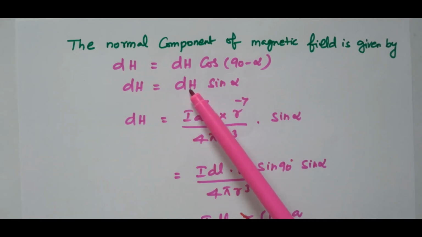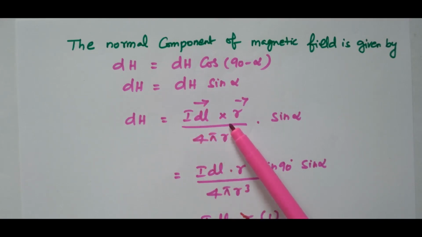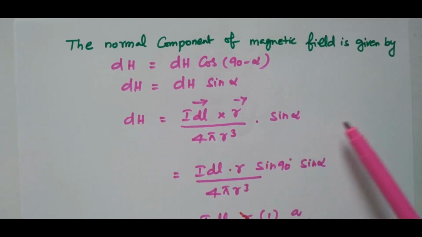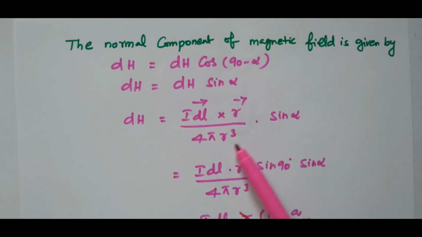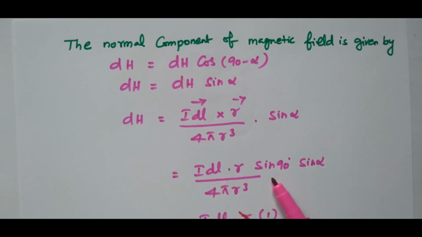What is dH? From Biot-Savart's law, the standard form is available: I dl vector cross R vector divided by 4 pi R cube, times sin alpha. This is written from Biot-Savart's law. What is A vector cross B vector? AB sin theta. So I dl R sin theta. The angle between dl and R is 90 degrees. So I dl cross R vector is I dl R sin 90, times sin alpha, divided by 4 pi R cube.